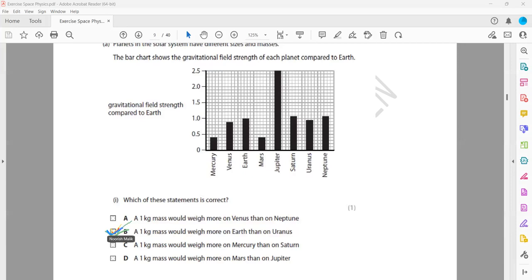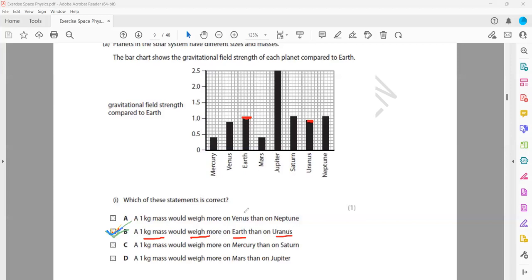Statement B is the right one. How do we identify that 1 kilogram mass would weigh more on Earth than on Uranus? The reason is that when you compare the gravitational field strength of the Earth with that of Uranus, the Earth's gravity is more. That's why 1 kilogram will weigh more on Earth as compared to Uranus.